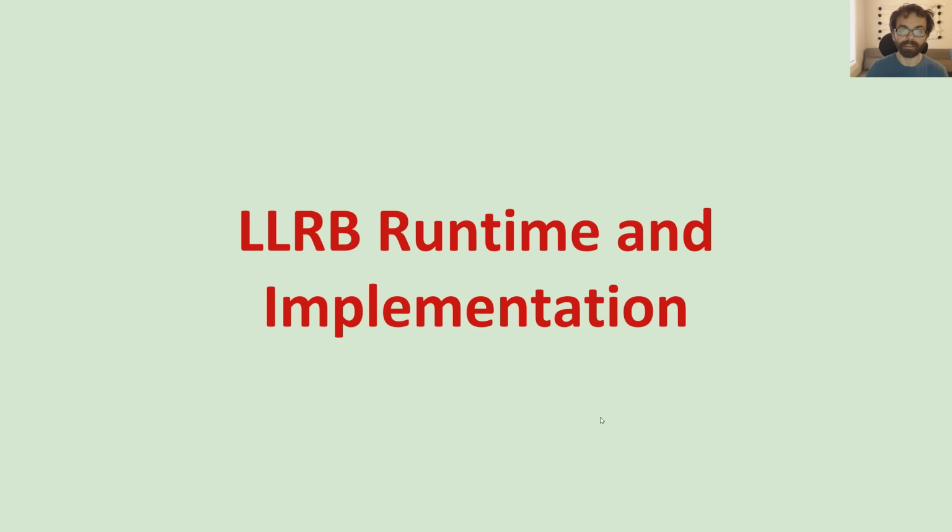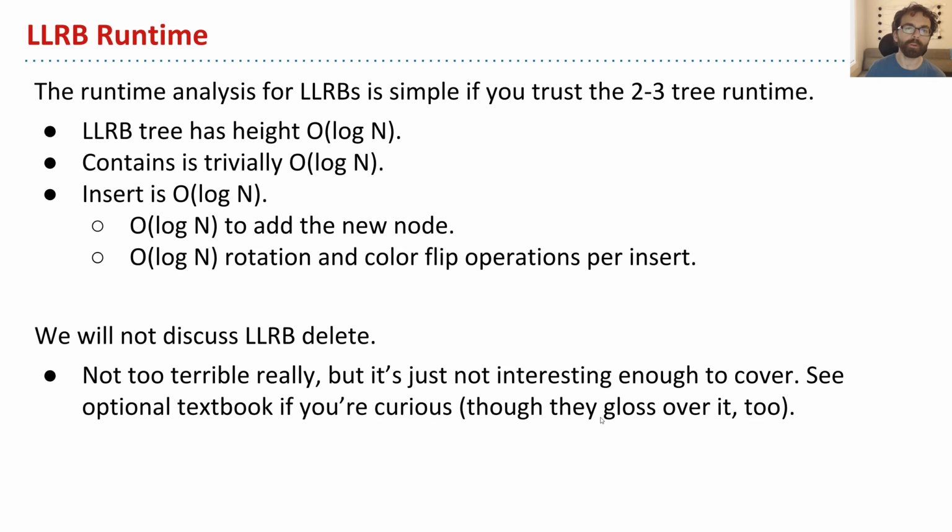To wrap up today, let's talk about the runtime for left-leaning red-black tree operations and their implementation, and then we'll summarize. It turns out that the runtime analysis for our left-leaning red-black trees is very simple if you trust the 2-3 tree runtime. Because we have a tree which is structurally identical to the 2-3 tree, we know that our LLRB tree has height big O of log n. So contains is trivially big O of log n because we simply need to search the tree like we usually would. And insert, we have to do a little more thinking.